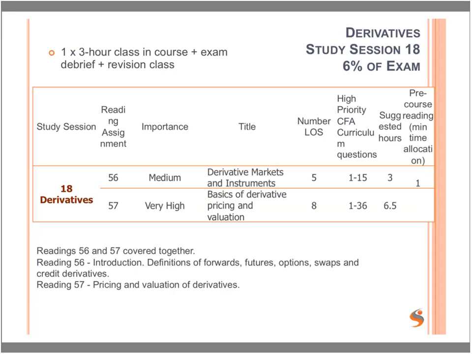You can see the number of LOSs, learning outcome statements, in each reading. The high priority CFA program curriculum questions, practice questions at the back of the reading. Suggested number of hours in total to spend on these readings, and how many hours you should spend on the pre-course reading. You can see we only recommend spending 1 hour on reading 56 as pre-course reading, and that is just to get an overview of the different types of derivatives.